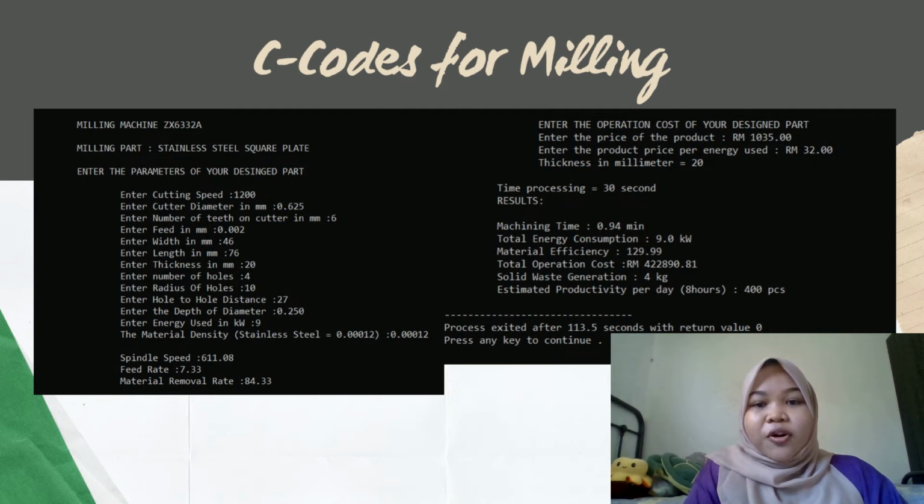Okay, next for the operation cost of the part, the user needs to key in the product price, the product price per energy, and the thickness of the plate. Then we get the time processing and also the results such as machining time, total energy consumption, material efficiency, total operation cost, solid waste generation, and the estimated productivity per day. Okay, that's all for the milling machine.